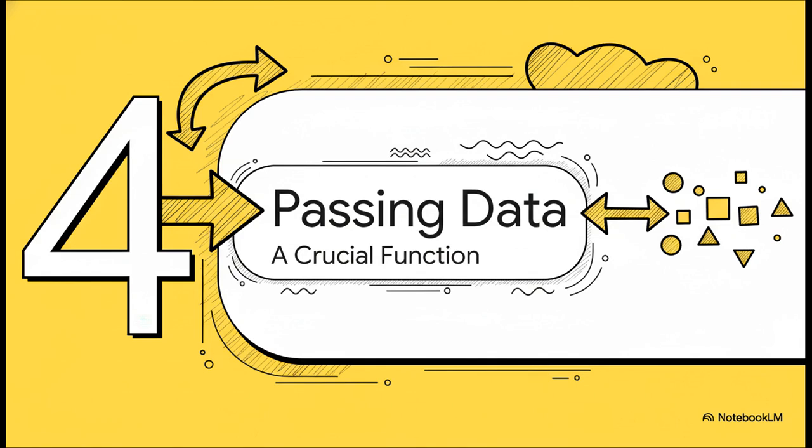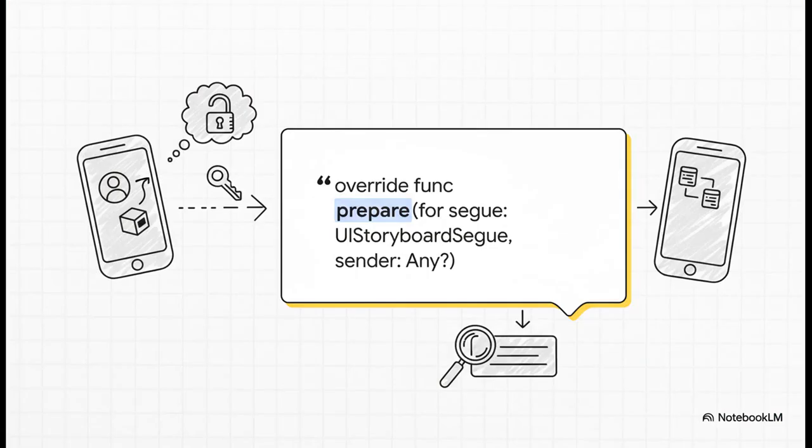All right, let's talk about what is, for my money, the most powerful part of a segue: passing data. I mean, it's pretty rare that a new screen doesn't need some kind of information from the screen that came before it. So how do we get that data from point A to point B? The magic all happens in this one method: prepare for segue, sender. Think of it as an interception point. Just before the segue actually happens, iOS calls this method and gives you a chance to step in. Inside here, you can check which segue is about to happen by looking at its identifier, grab a reference to the destination screen, and then just set whatever properties you need to. It's the perfect spot to pass along a user ID, a selected item, pretty much anything.